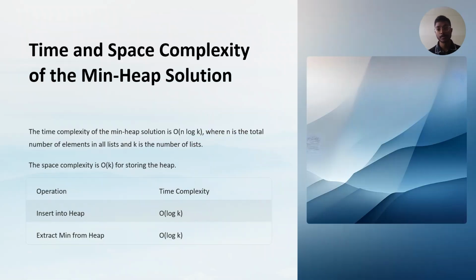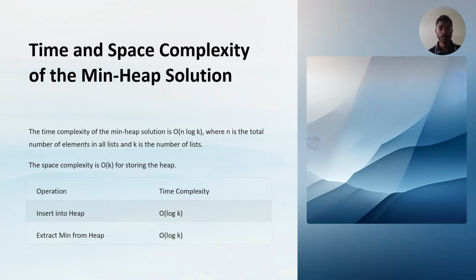Next thing we need to discuss is the time and space complexity of the min heap solution. The time complexity of the min heap solution is O(n log k), where n is the total number of elements in our lists and k is the number of lists. The space complexity is O(k) for storing the heap. The different operations you can do are inserting into the heap and extracting the min from the heap. The time complexity for inserting into a heap is O(log k), and the time complexity for extracting the min from the heap is also O(log k).